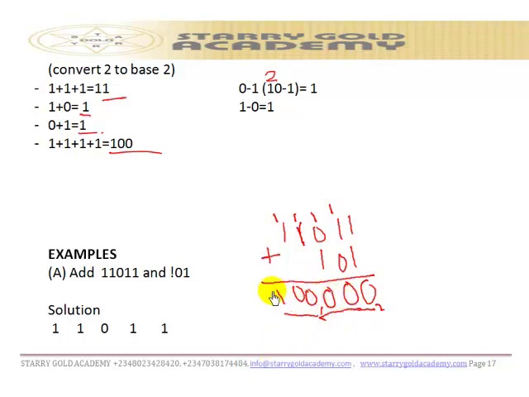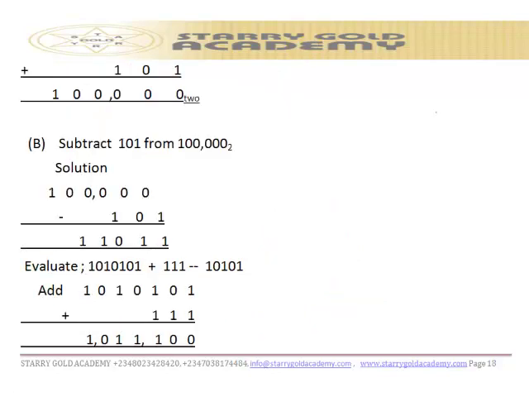So let's move to the next example. Subtract 101 from 10000 in base 2. So you are going to do 10000 minus 101.